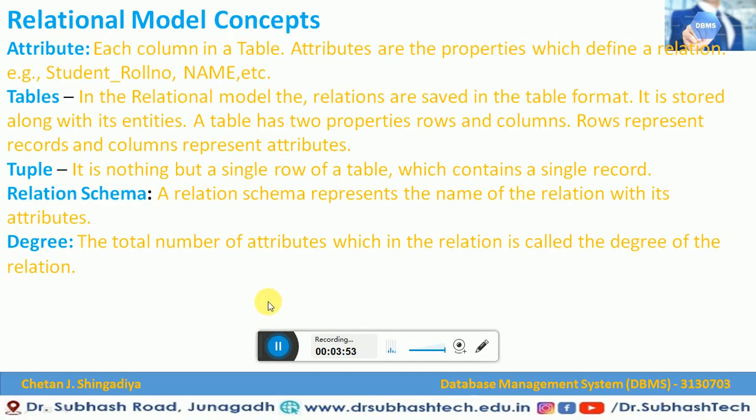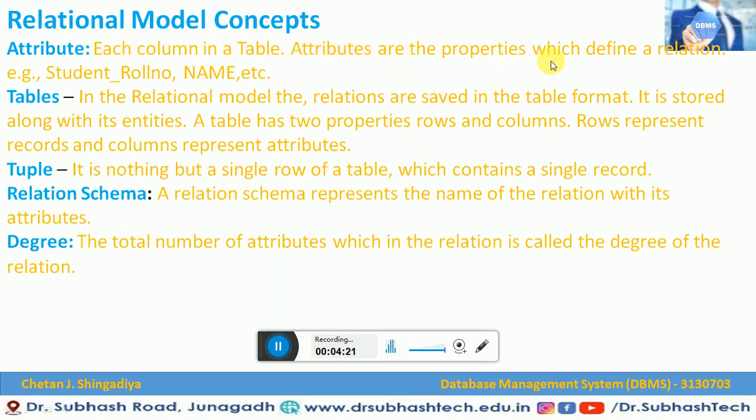Now to understand the relational model concepts, we would like to see the definitions of these terms: attributes, tables and tuples, or we can say rows, tables, or we can say relation, relational schema and degree. So let us discuss what is an attribute. An attribute is each column in a table. What is an attribute? An attribute is each column in a table.